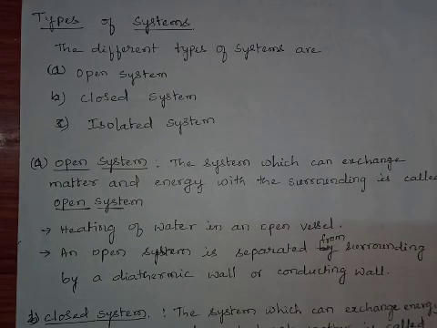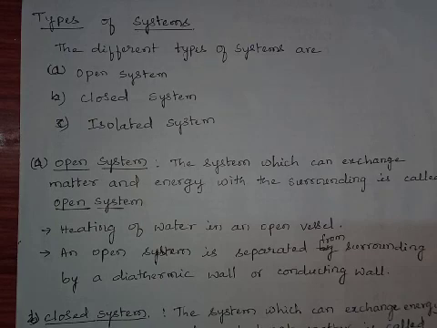Next one, types of systems. The different types of systems are open system, closed system and isolated system. What is open system? What is closed system? What is isolated system? What is their property? That we are going to study here.